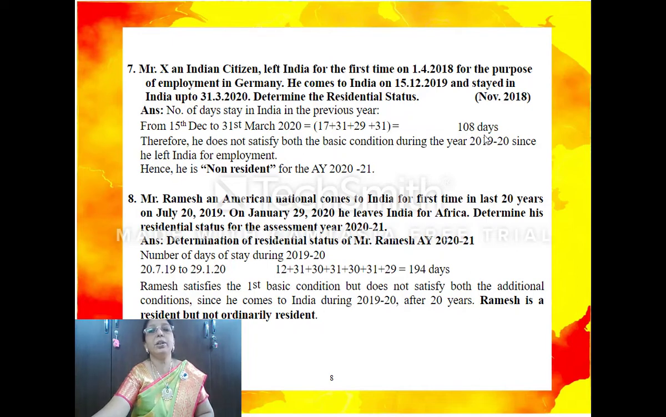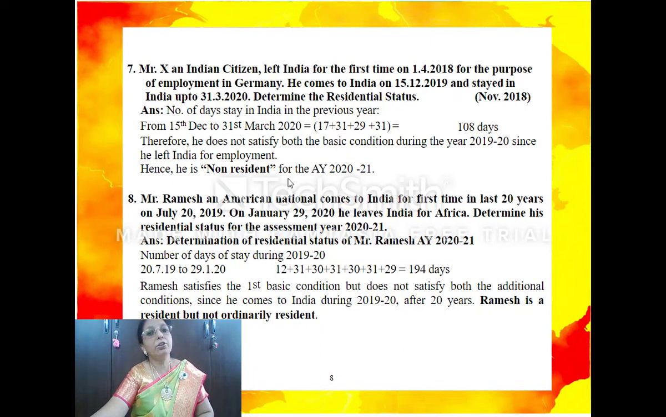But he is an Indian citizen who comes to India for the purpose of employment. So our first basic condition, 182 days, is not fulfilled, but our second condition also is not 60 days for him because he is coming on employment. It should be 182 days in the previous year and 365 days in 4 years prior to the previous year. So since he is an Indian citizen who went on employment and he is coming to India, he should stay in India during the previous year for 182 days. Since he does not fulfill both the basic conditions, he is a non-resident.